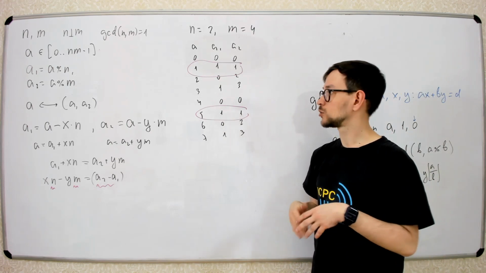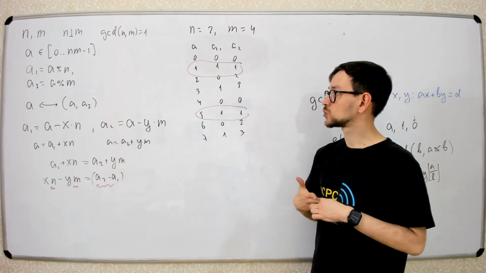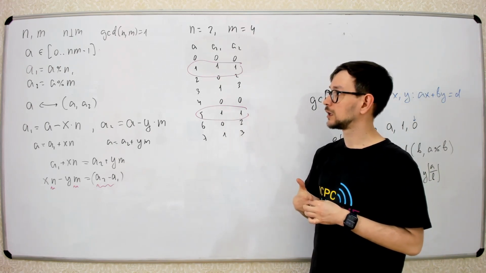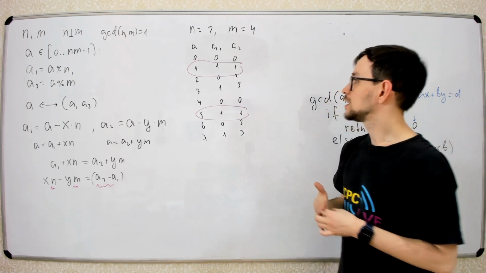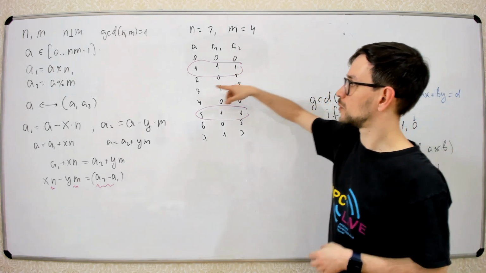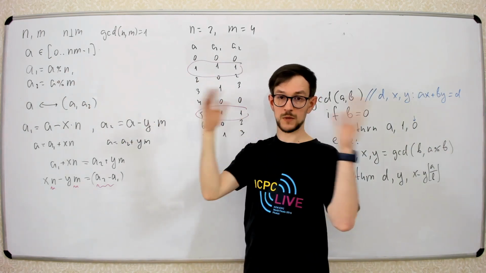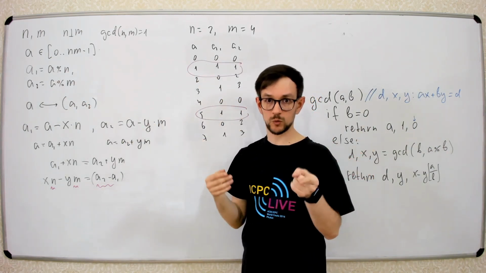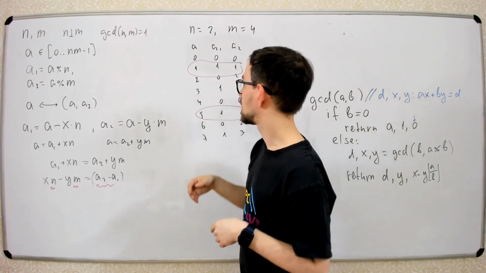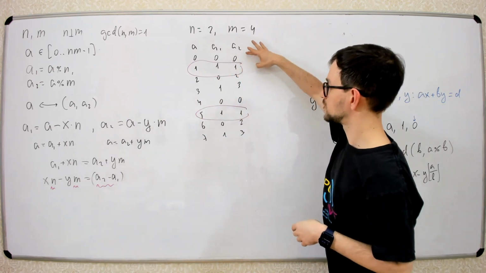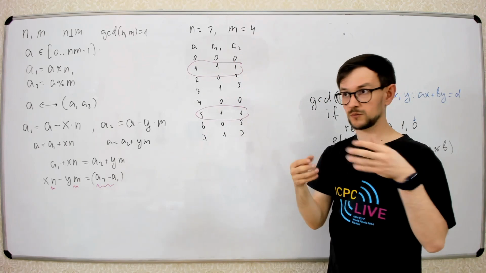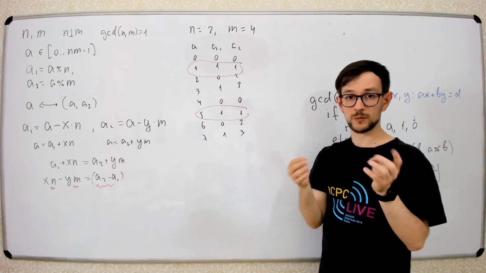Actually, what you can do is, if you take a not from 0 to nm minus 1, but up to the lowest common multiple of these two numbers, it will work. So for any number from 0 to the least common multiple of the numbers, it will work.